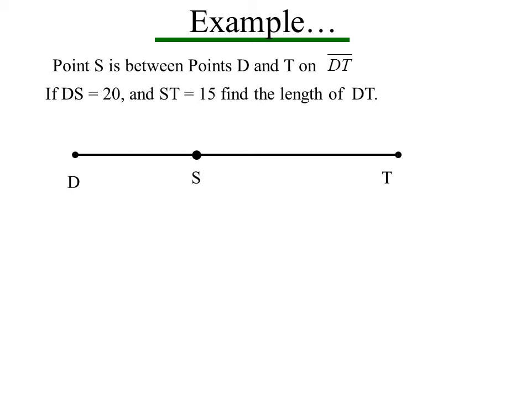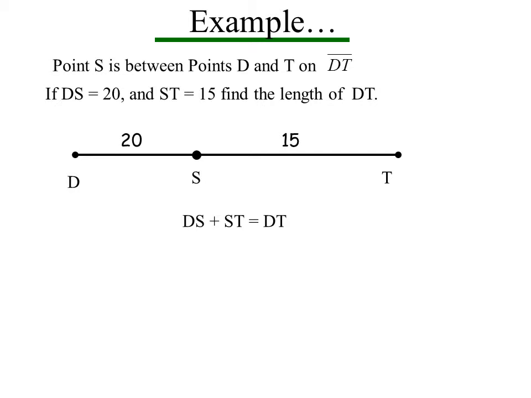The next thing I want to do is put the information they've given me on my drawing. They told me that DS was 20, so I'm going to put 20 there. ST is 15, so I'm going to put 15 there. And they're asking me to find the whole length DT. Well, the segment addition postulate tells us that DS plus ST has to equal the whole segment DT.